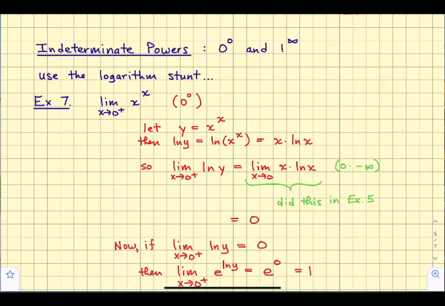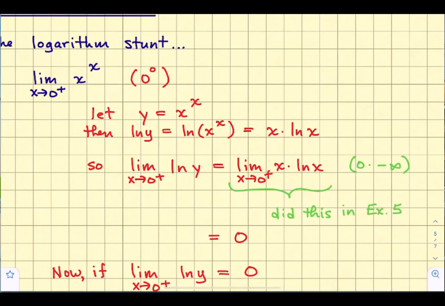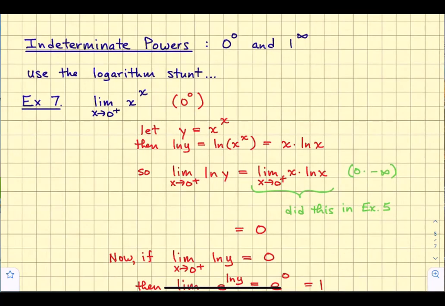And so this exponent comes down outside. This isn't calculus, this is algebra. This exponent comes down outside of the natural log and becomes a coefficient. And the reason that's helpful is it's getting rid of this power. And now, if ln of y is x ln of x, we can take the limit as x goes to 0 on both sides. So that would be the limit as x goes to 0 from the right of ln of y is the limit as x goes to 0 from the right of x ln of x.